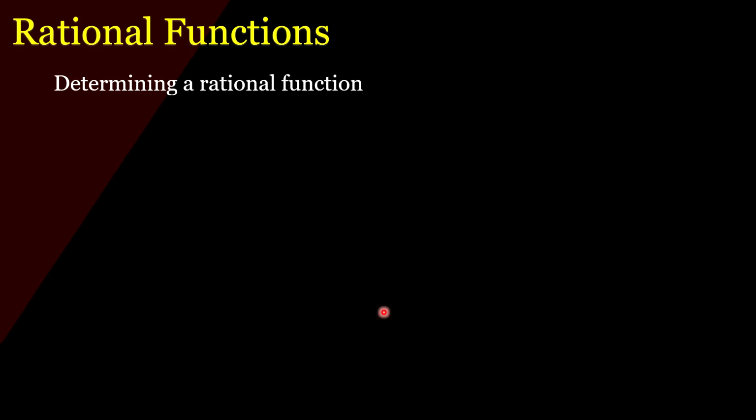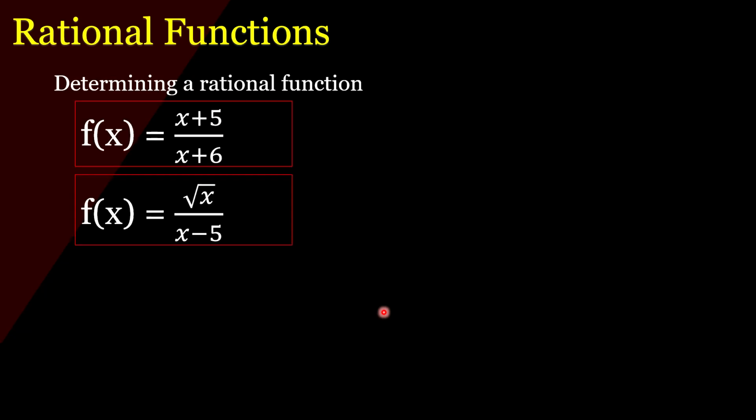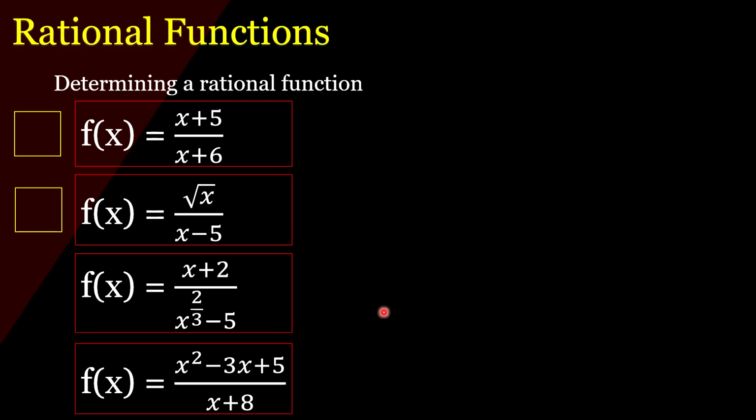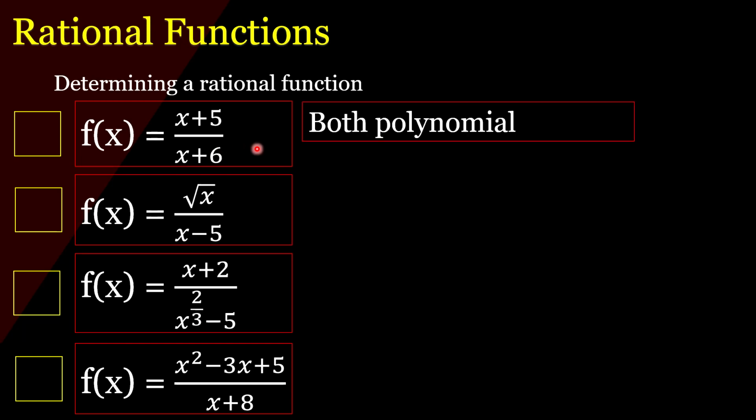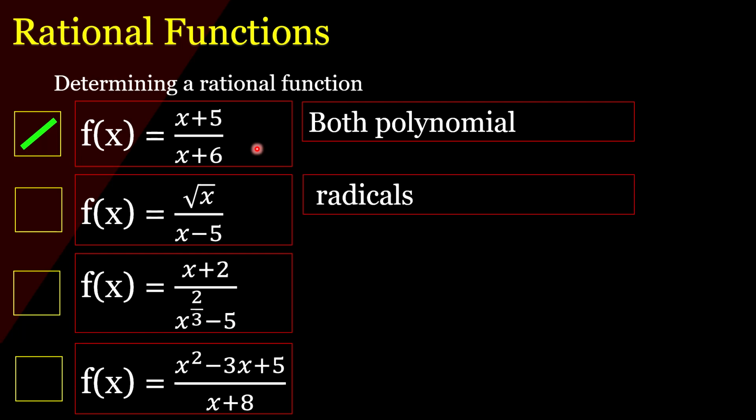Determining a rational function. So, meron tayo ditong example. So, first example, f of x is equals to x plus 5 over x plus 6. So, rational function ba siya? Yes, kasi both polynomial. So, f of x is equals to square root of x over x minus 5. Rational function ba siya? Meron siyang radical, so no. Yung mga rational function, wala silang radicals.